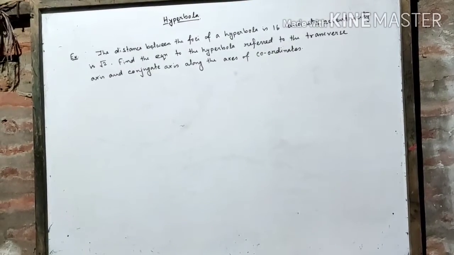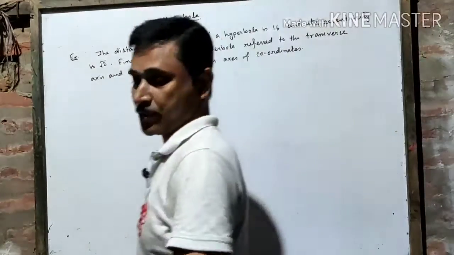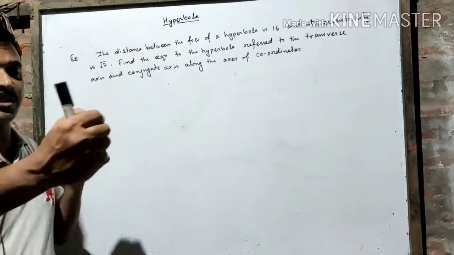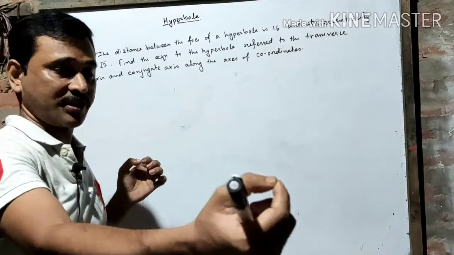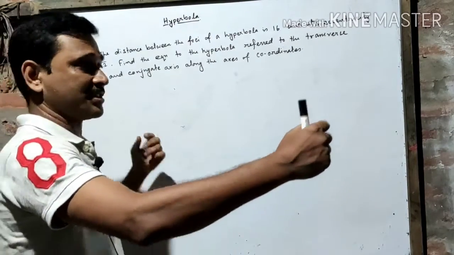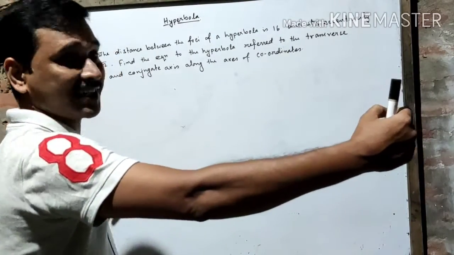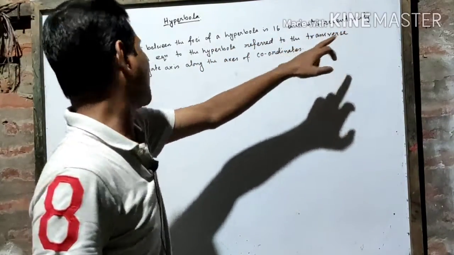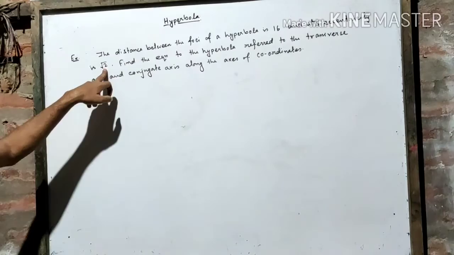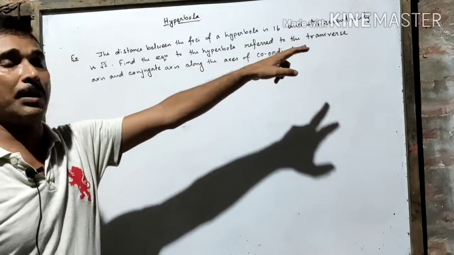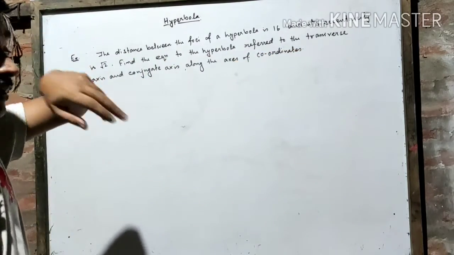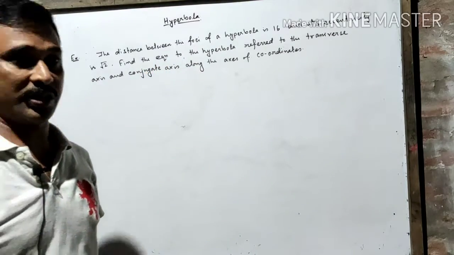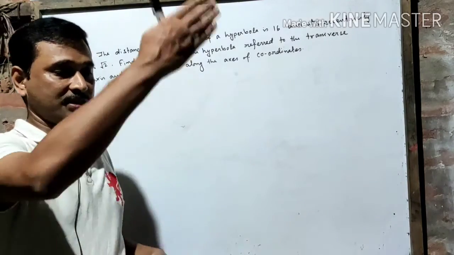So the question is, the distance between the foci of a hyperbola is 16. What is the distance between the foci? One focus is c, 0, another focus is minus c, 0. So the distance between the foci is twice c. So twice c is 16. And its eccentricity is root 2, e is root 2. Find the equation of the hyperbola. Refer to the transverse axis and conjugate axis along the axes of coordinates. So the x-axis is the transverse axis, the y-axis is the conjugate axis.